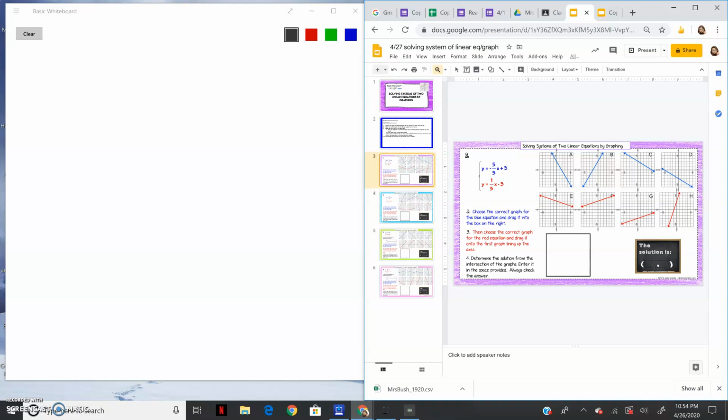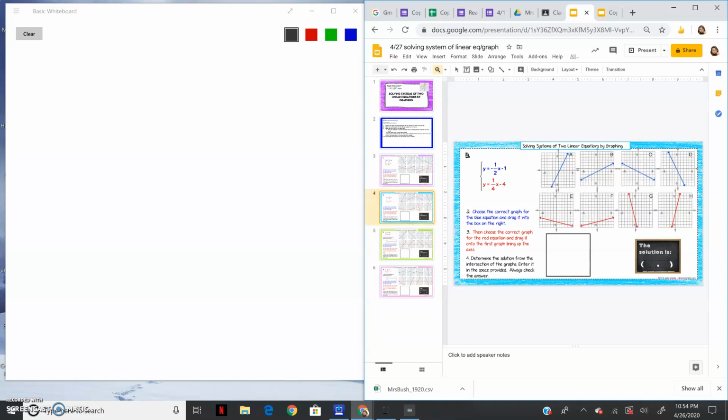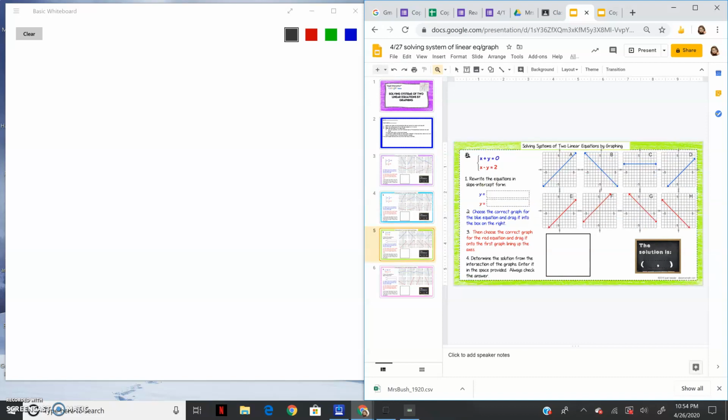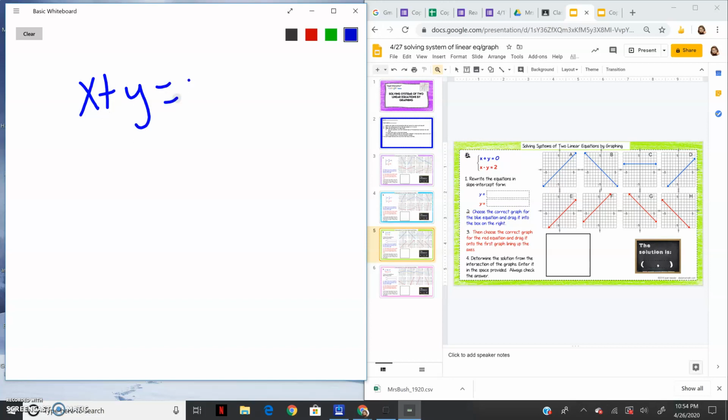And let me show you how you're going to do this from one that you may have difficulty on. So I don't think 3 and 4 are going to be difficult for you, but I feel like 5 may be difficult. So I want to go over how to switch those around to equal y equals mx plus b. So I'm going to do the blue one first. So you've got x plus y equals 0.